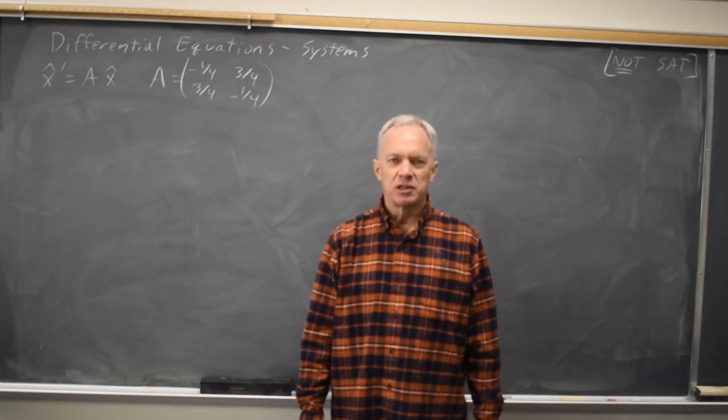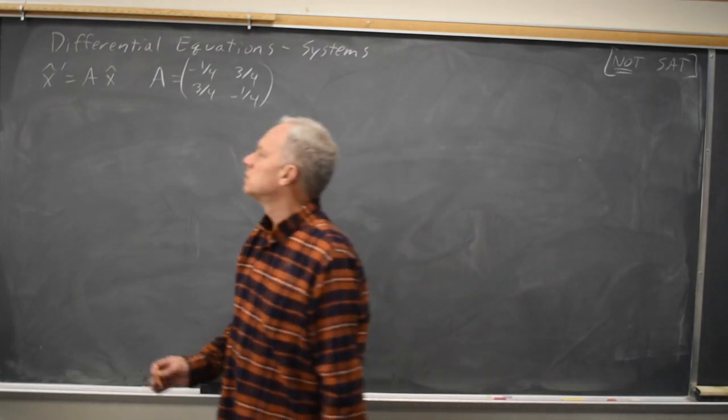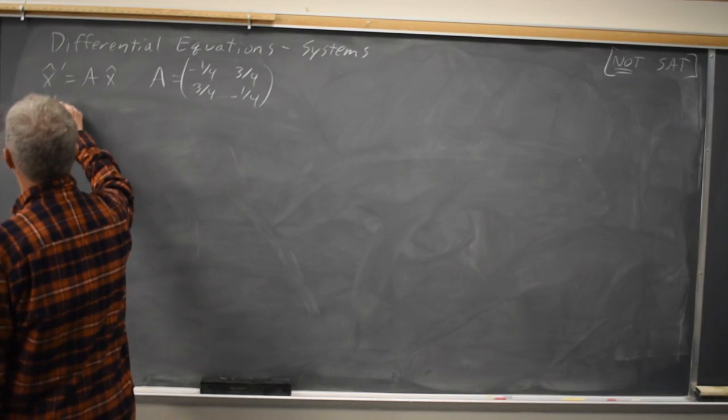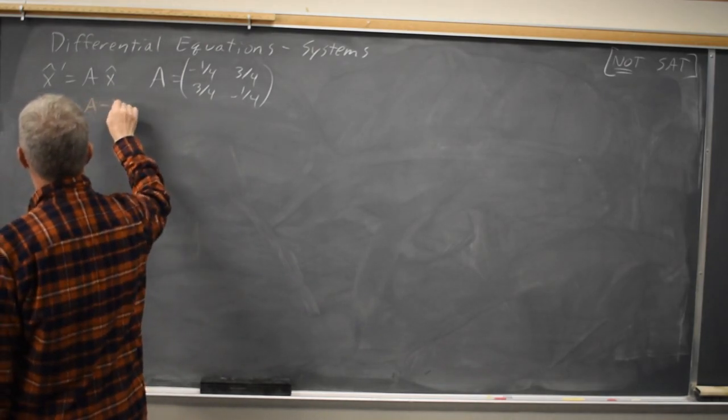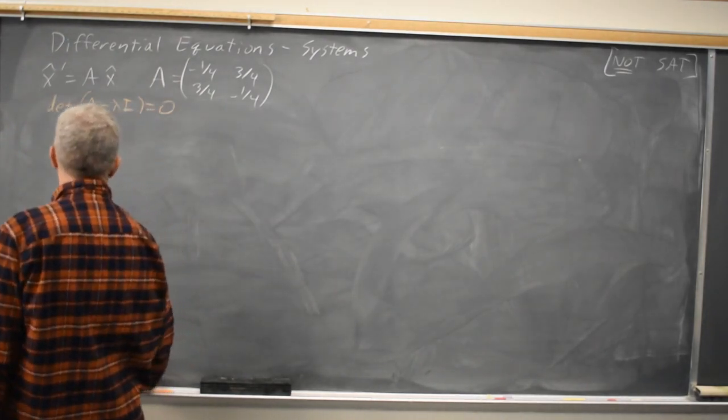I'm Dr. Roger, and today we're looking at systems of first-order linear ordinary differential equations with constant coefficients, in particular one where the eigenvalues have opposite sign, and we're interested in the resulting phase portrait. So we'll start by setting the determinant of A minus lambda times the identity equal to 0 to find the eigenvalues.